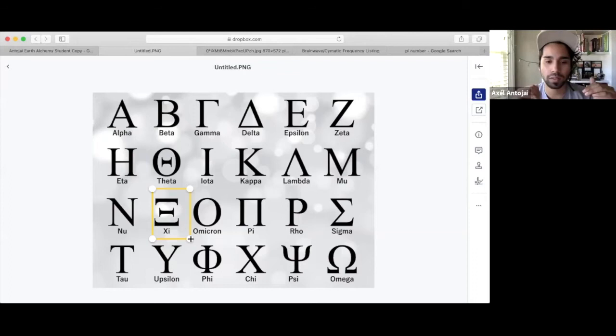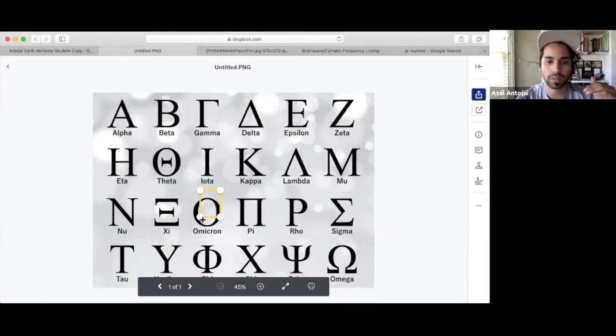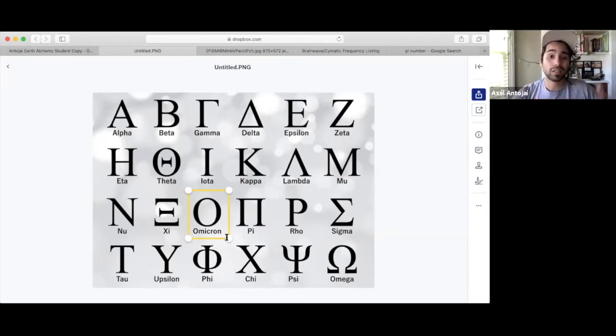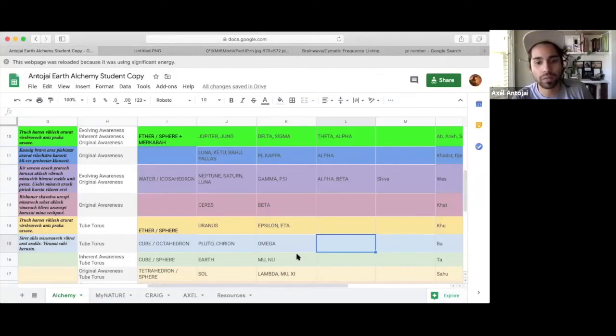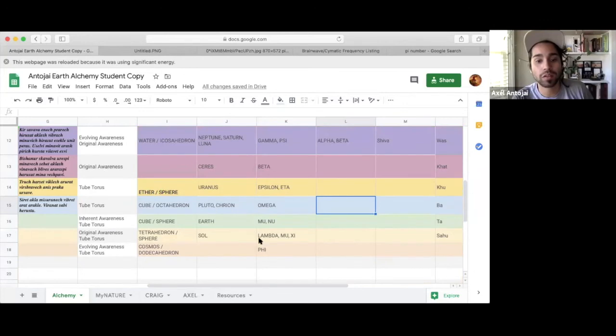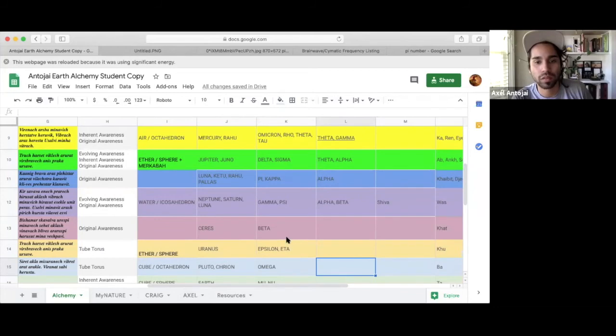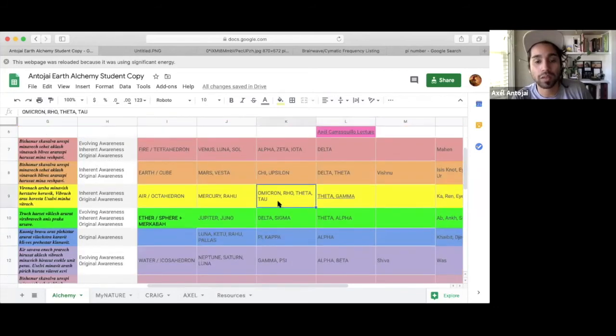Deep breath. Omicron. We're going to tap into... since Omicron is an O, you can easily say it's connected to your 8th chakra, right? A halo, because space was associated with halo. And Mu is also associated with your 11th chakra as well. Omicron is also associated with your 3rd chakra.